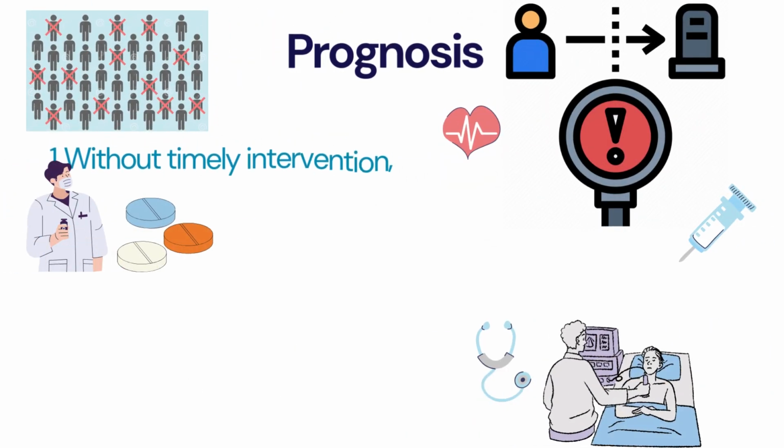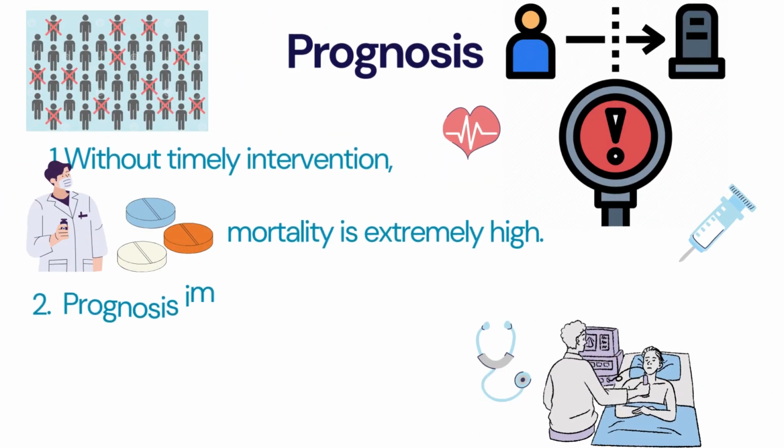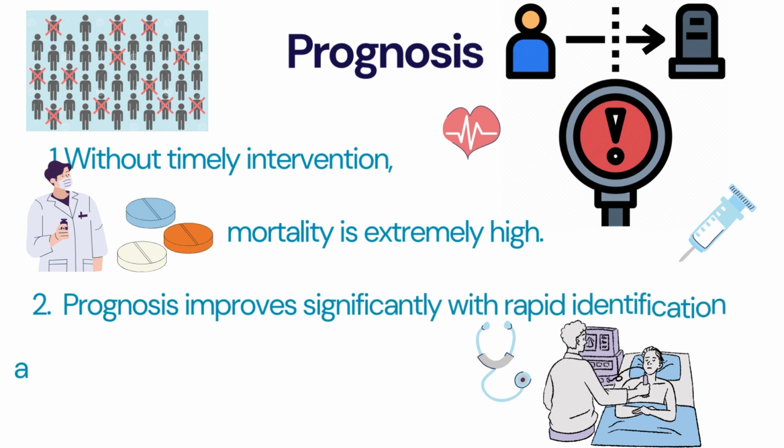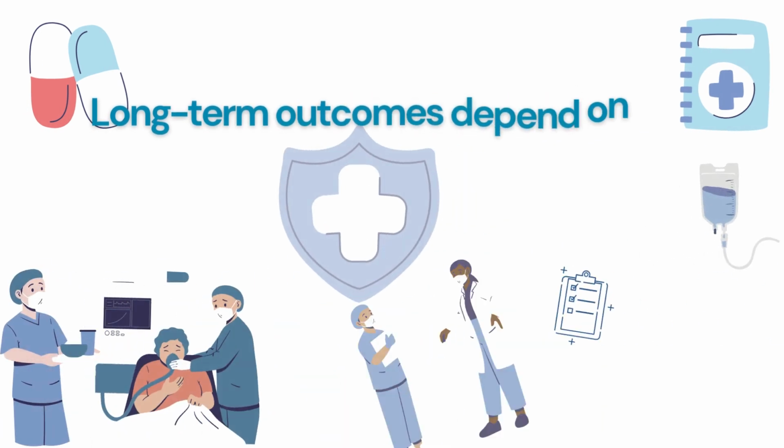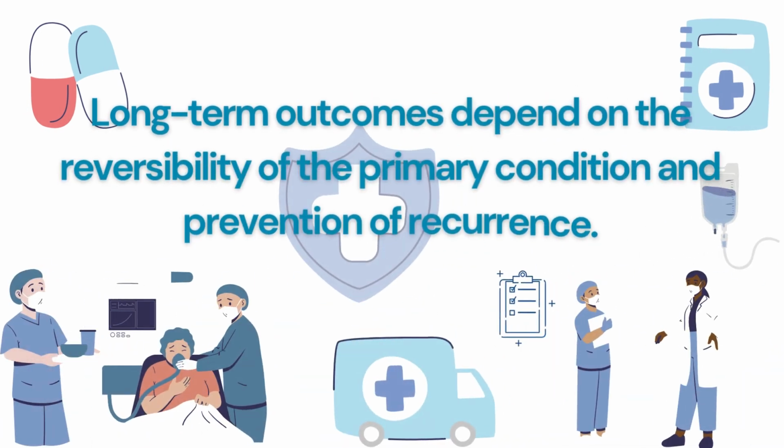Prognosis: without timely intervention, mortality is extremely high. However, prognosis improves significantly with rapid identification and treatment of the underlying cause. Long-term outcomes depend on the reversibility of the primary condition and prevention of recurrence.